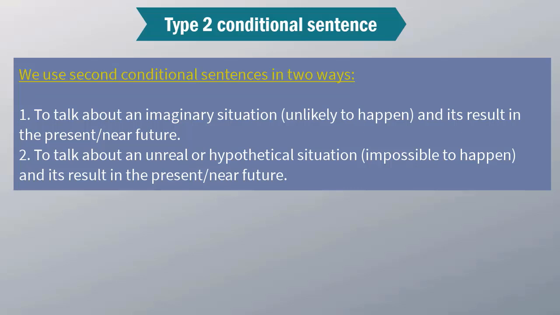The first way to use second conditional sentences is to talk about situations that are imaginary, that are unlikely to happen, and their results. Okay, that is the first way to use it. The second way is to talk about imaginary, absolutely unreal situations that 100% cannot be true, and their outcomes and results in the present or future. All right, there's a very minor difference. With examples, we'll understand this.